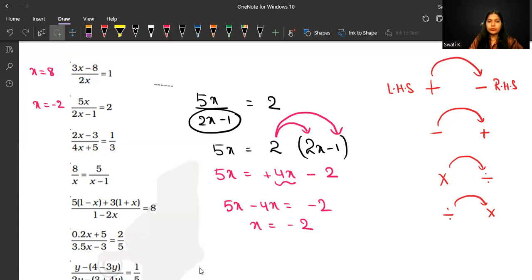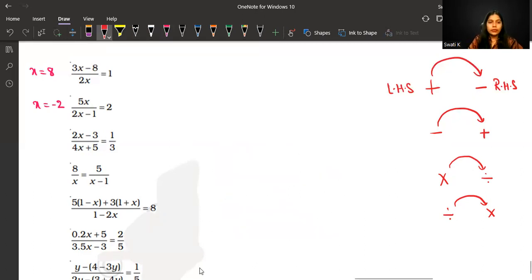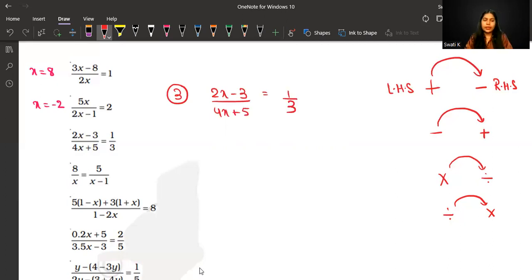Okay, I can go to the next question now. And let's erase this. All right, so the third question, we have 2x minus 3 upon 4x plus 5 equals 1 upon 3. Now, there is one thing that I can do, and that is called cross multiplication.